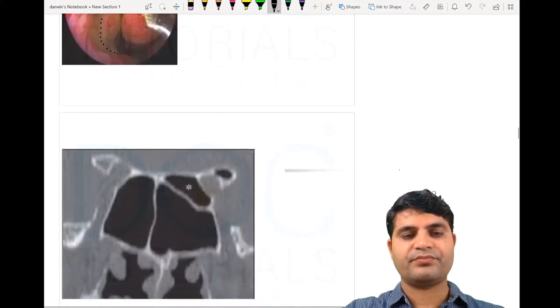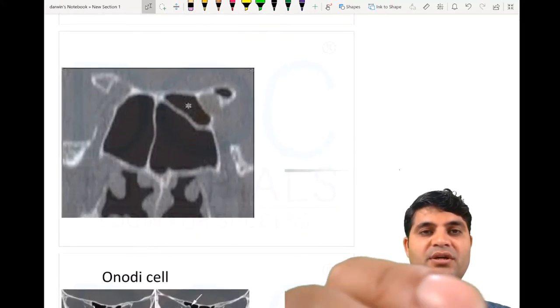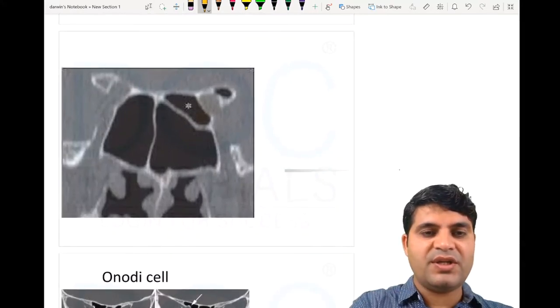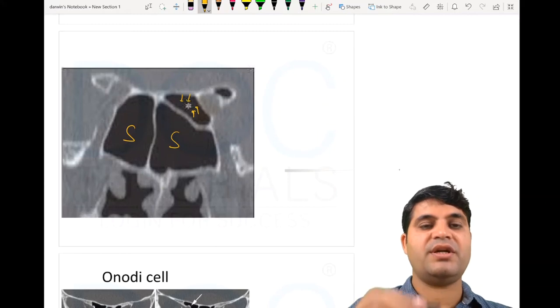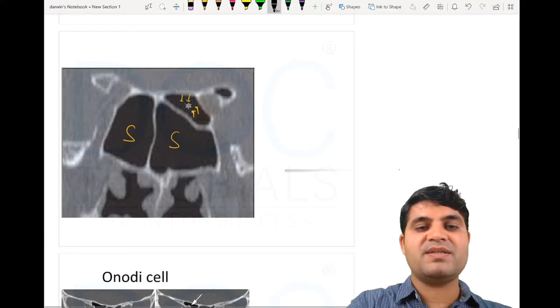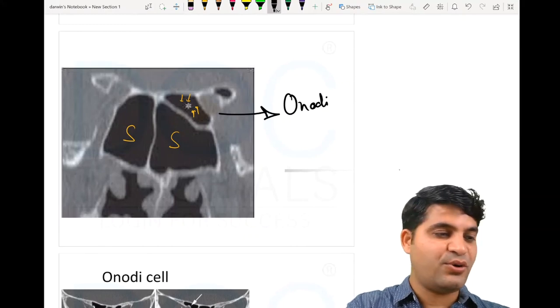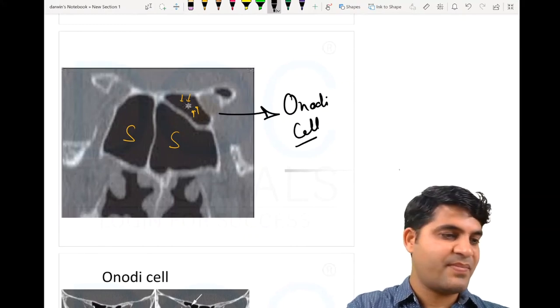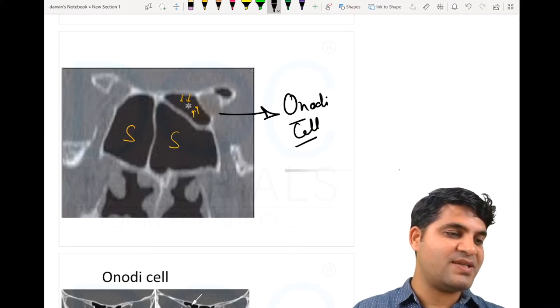Okay. Next important thing: the examiner is giving you this hint that this is sphenoid sinus. What is this cell which is lateral to sphenoid sinus? So the answer here is Onodi cell. Clear? Onodi cell.